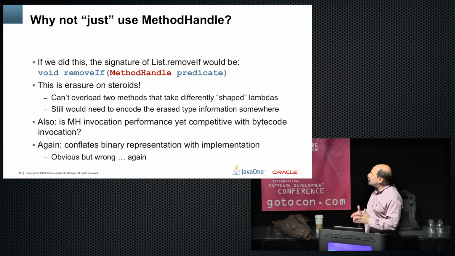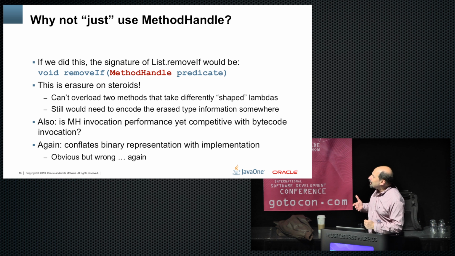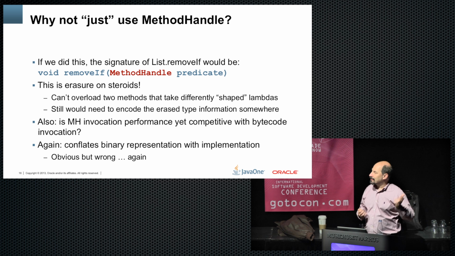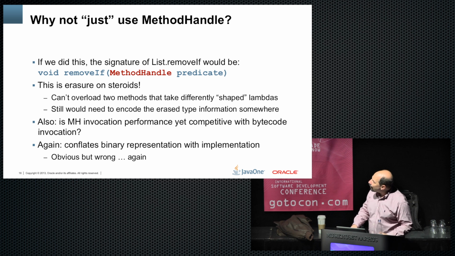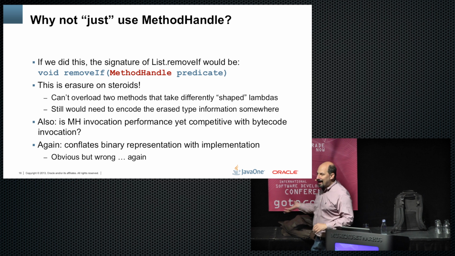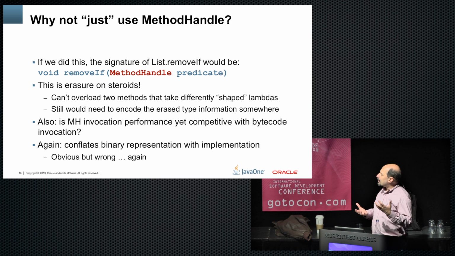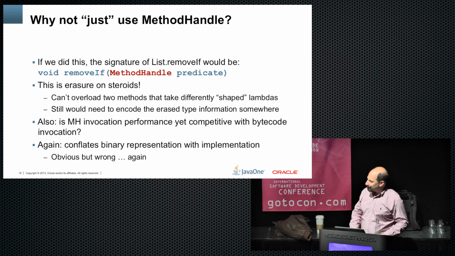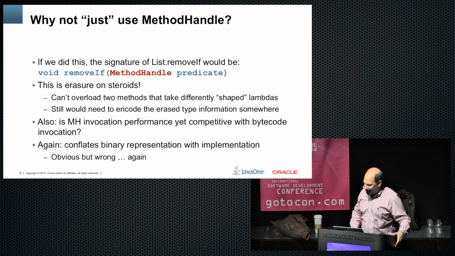We wouldn't be able to overload two methods that take differently shaped lambdas or different arity lambdas. And we'd still need to encode the language-level type information in the class file somewhere, even if it's not encoded in the bytecode. So this suffers from the same problem as the last obvious but wrong choice, because it takes an implementation technique and conflates our binary representation with that choice of implementation technique. So again, nice idea, but doesn't quite do what we want. I know this has only taken like 20 minutes so far. We've just described a period of like 6 months of beating our heads against various options.